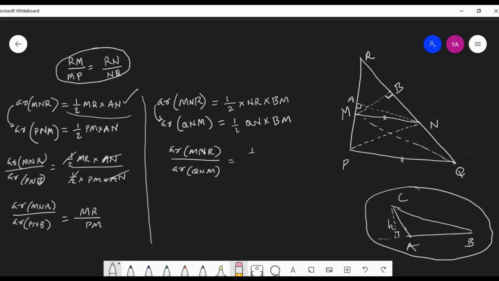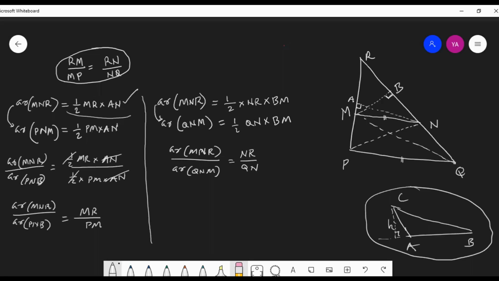Half into NR, and I think there is no need to write it completely because we know the half will be cancelled and BM will be cancelled, right? Yeah, NR by QN. NR by QN will come.